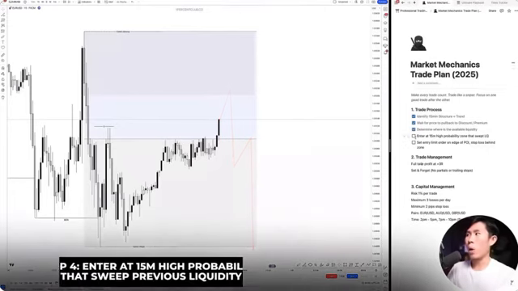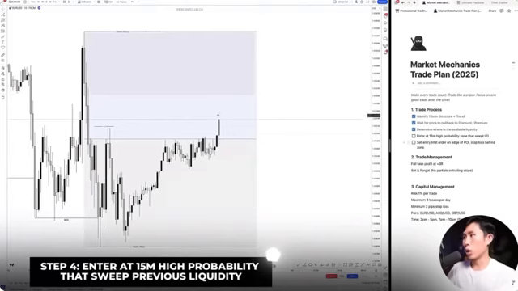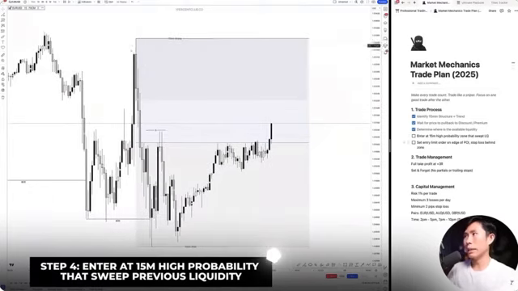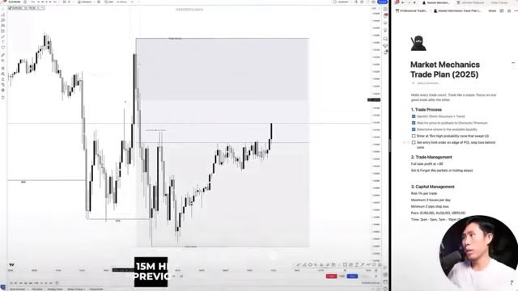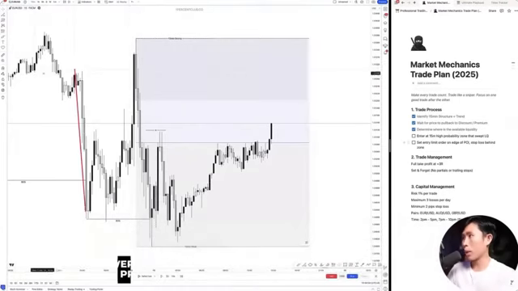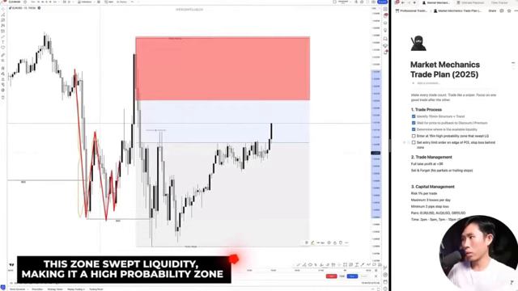Now, the fourth step is to enter at a 15-minute high probability zone that swept liquidity. So if we look towards the left-hand side, did this zone sweep liquidity? Yes, it did. Because what happens is that price goes down, pulls back, goes down, pulls back, goes down.